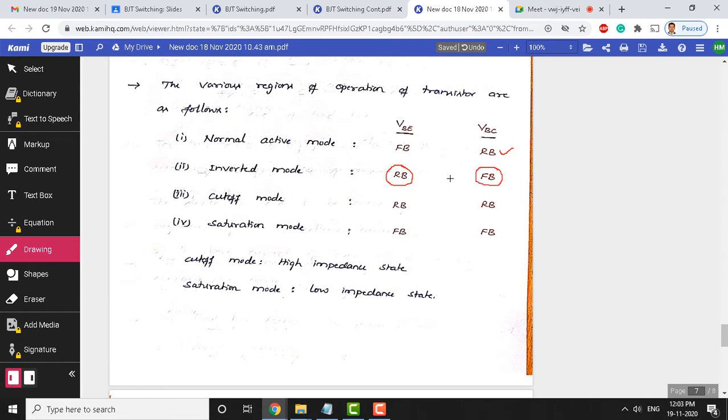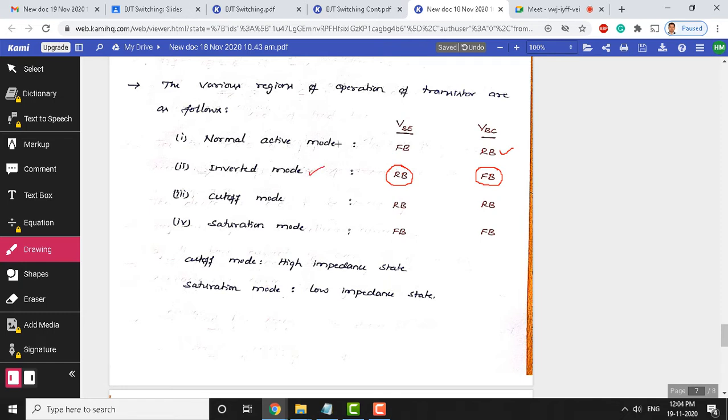We have seen this in coupled diode. Okay, so in inverted mode, collector is doing emission job and emitter is doing collector job. Okay, so the functions of emitter and collector are reversed. So that mode is called as the inverted mode.